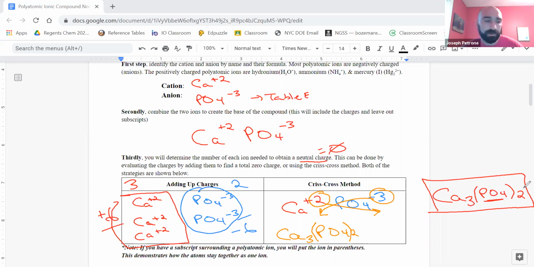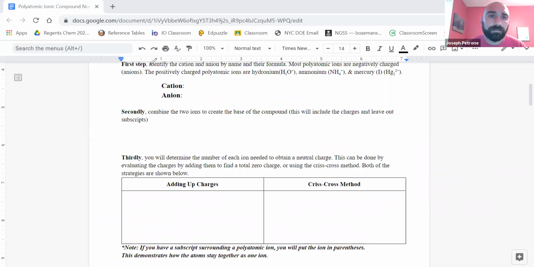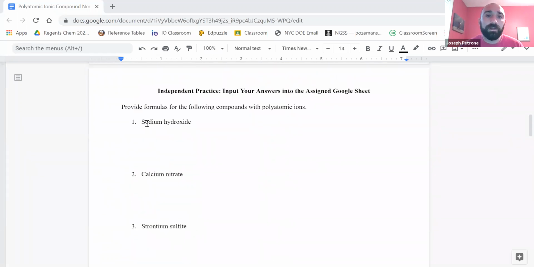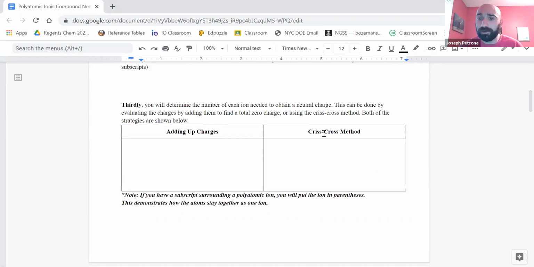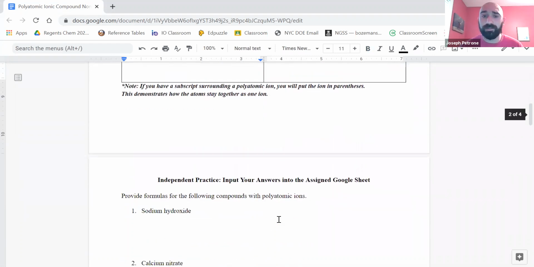So the rest of this assignment consists of some practice questions. I'm just going to clear this and scroll through to show you. There are some practice questions here where you are going to look at the name and then use whichever process you like, adding up the charges or using the crisscross method, to determine the proper formula. Once you determine the proper formula, there is a Google Sheet that you have been assigned. And if you enter all these answers correctly, you should see an image pop up in the Google Sheet as you work through it. I won't tell you what it is. Hopefully you will find out.